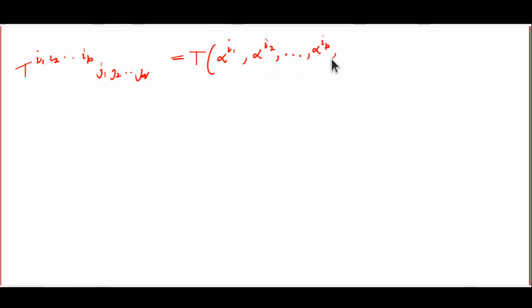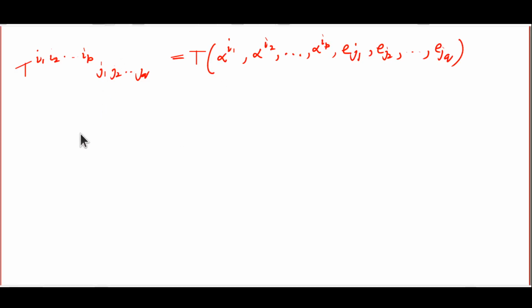These are all covectors. And then you will fill up the Q slots left for vectors with EJ1, EJ2, ... EJQ. So basically what you do is feed basis covectors to the first P slots and basis vectors to the next Q slots. And this gives us a particular component of the tensor T.